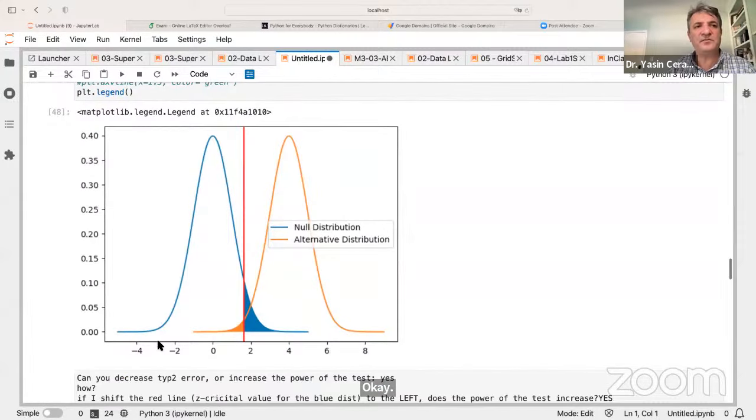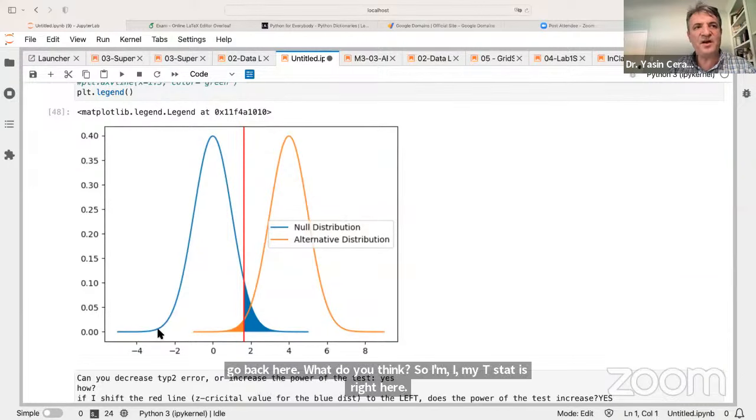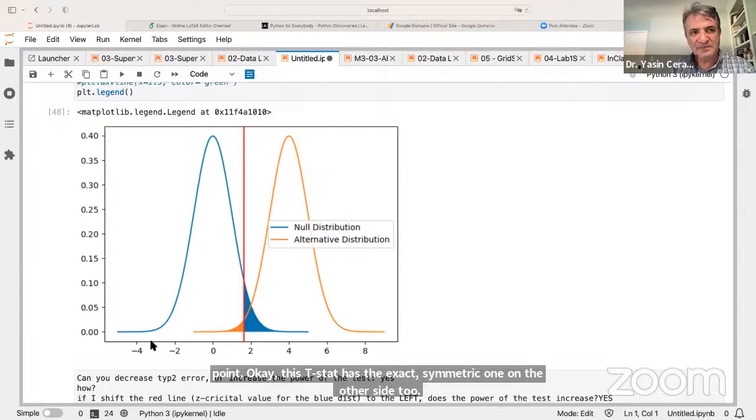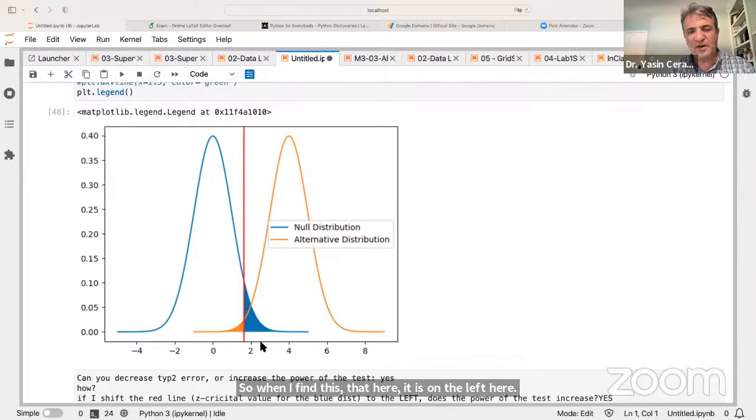So my T stat is right here. The area that I found is the area under the curve up to that point. This T stat has the exact symmetric one on the other side too. When I find the T stat here, it is on the left tail. The same T stat has an exact symmetric one on the right-hand side too. So that's why I'm going to multiply it by 2, as I did for alpha.